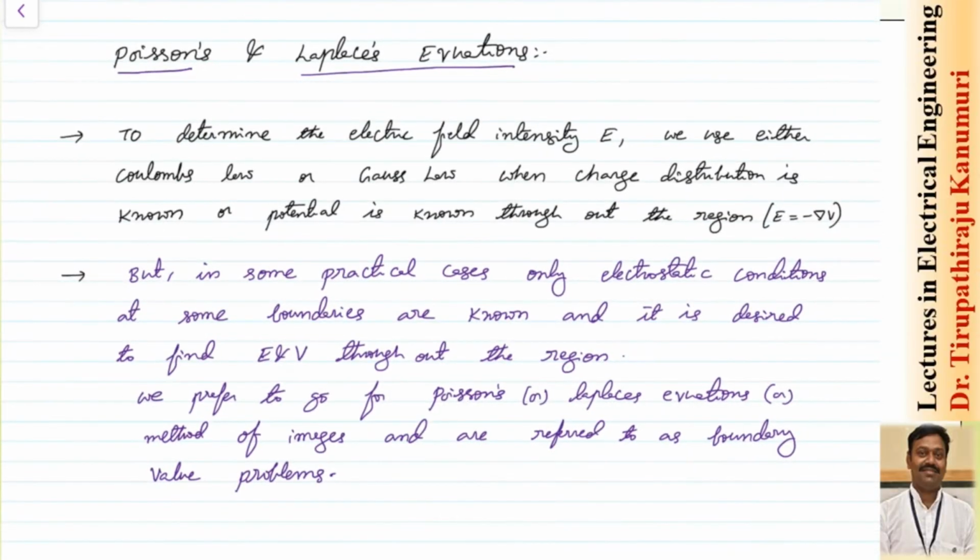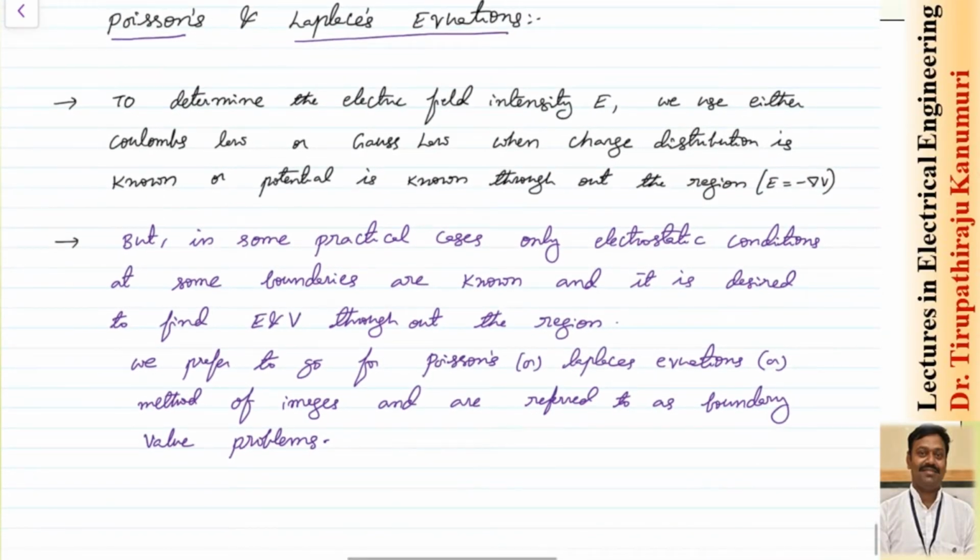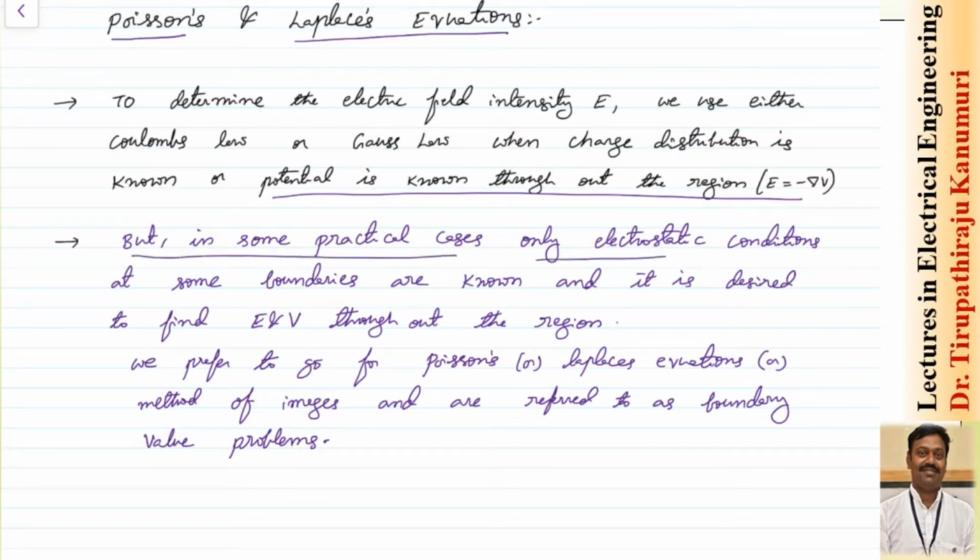To determine the electric field intensity E, previously we used either Coulomb's law or Gauss's law when the charge distribution is known, or when the potential is known throughout the region, because we can use the formula E is equal to the negative gradient of V. But in some practical cases, only the electrostatic conditions at some boundaries will be known, and it is desired to find both the electric field intensity and the potential throughout the region, for example in the case of capacitors.